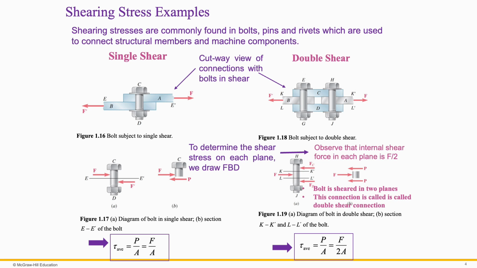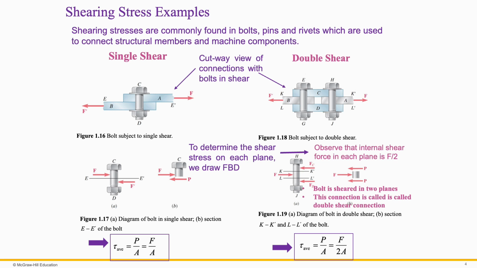The bolt is passing through plates B and A. The force F is applied to plate A and an equal and opposite force F' to plate B. As these plates attempt to move in opposite directions, the bolt experiences a shearing force along one single plane right through the bolt at the interface between the two plates.